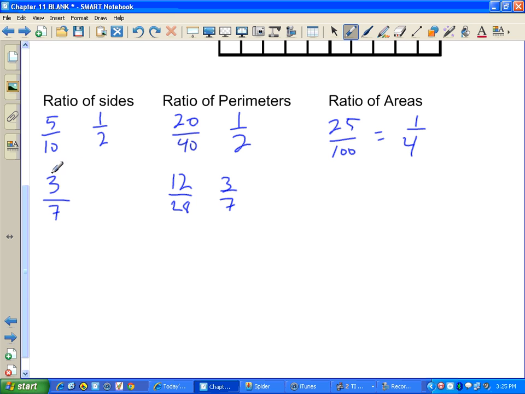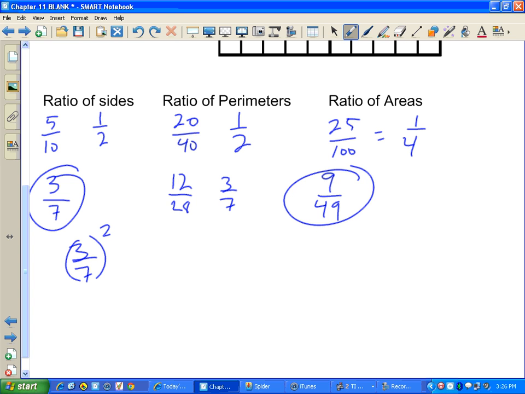The area of a square with sides of 3 is 9. The area of a square with sides of 7 is 49. This does not reduce. So how do I use the ratio of the sides to get the ratio of the areas? Well, if I take the ratio of the sides and I square it, I get the ratio of the areas.